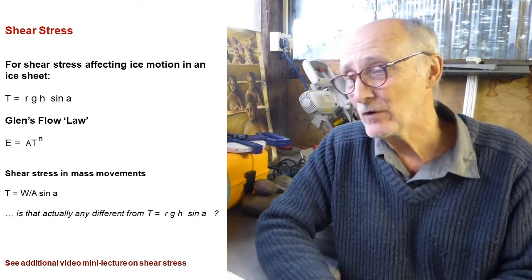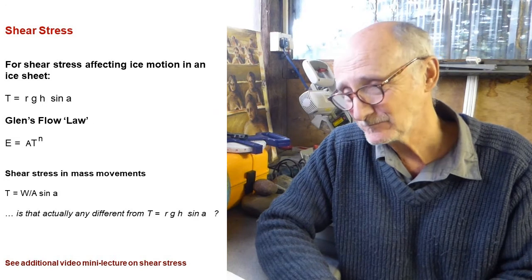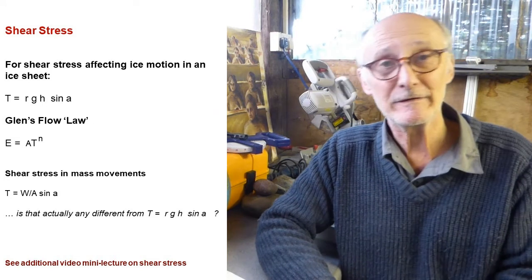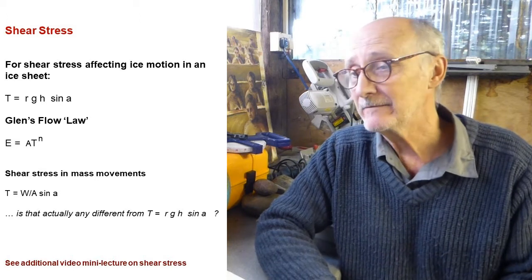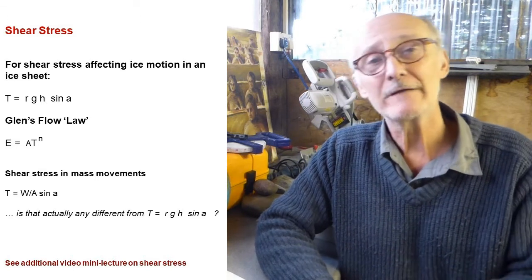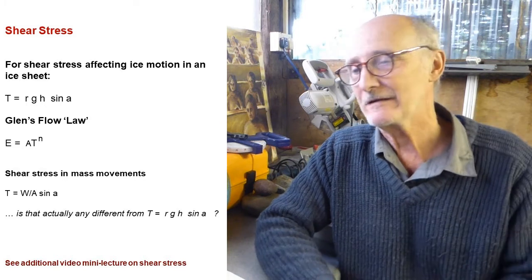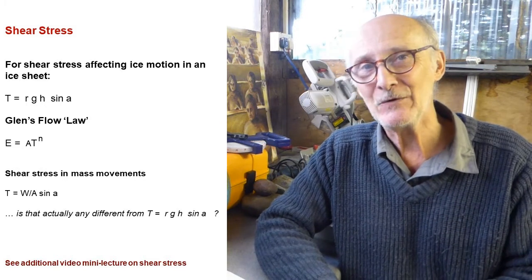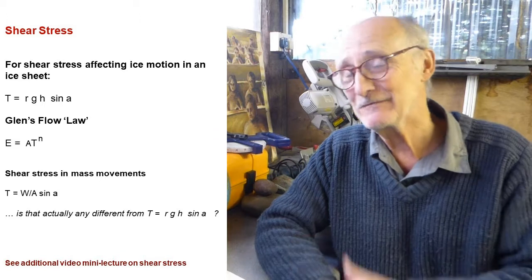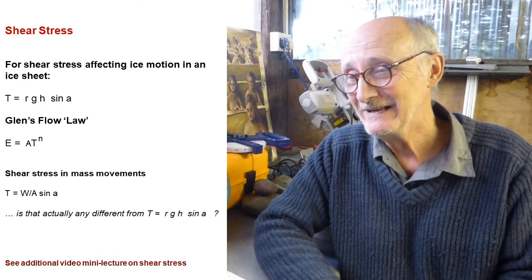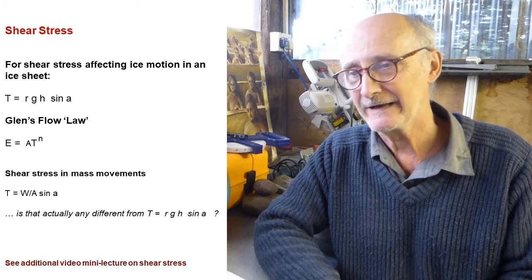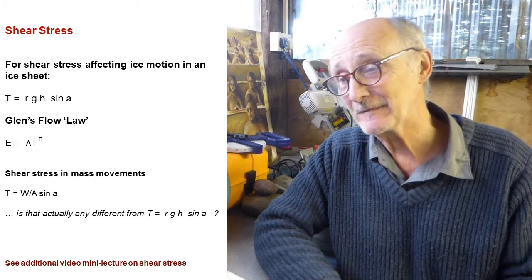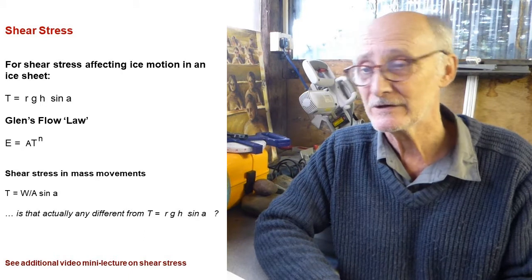I've just put one example of that up on the slide here. If you look up mass movements in one of your textbooks and look up what the driving force behind mass movements is, it'll say the driving stress, shear stress, in mass movements. You're interested in tau, and you'll say, oh yes, I'm familiar with tau from what I did with glaciers previously. But then it'll throw you by saying, well, tau equals W over A sine alpha. And you'll say, that's different from glaciers, because with glaciers it was rho g h sine alpha.